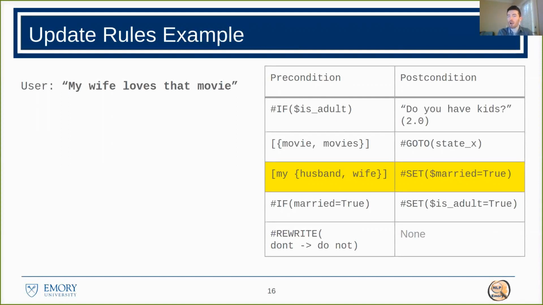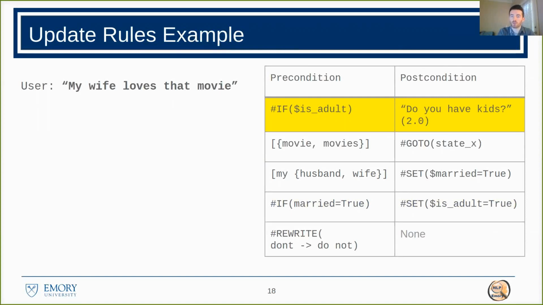Now, more than one update rule can trigger on any given turn. So once the marital status variable is set, this could in turn trigger a second update rule, which infers that if a user is married, then they're an adult. We could even want our system to directly output a response based on this information using an update rule. So for this example, we have a third rule checking if the user is an adult. And then this rule's postcondition contains a natural language response for the system, as well as a priority score.